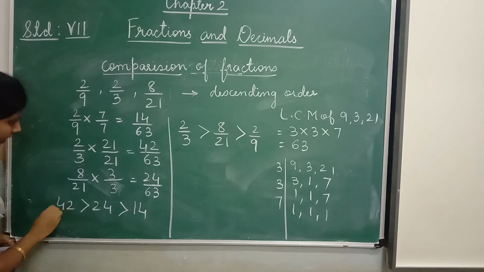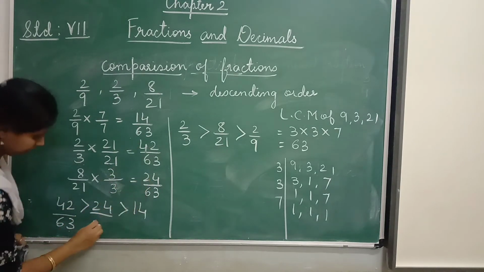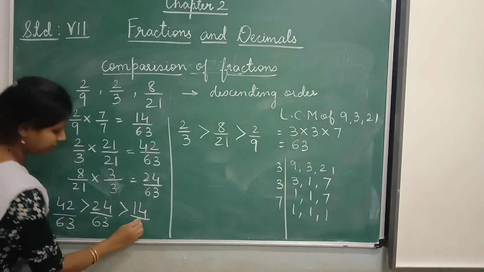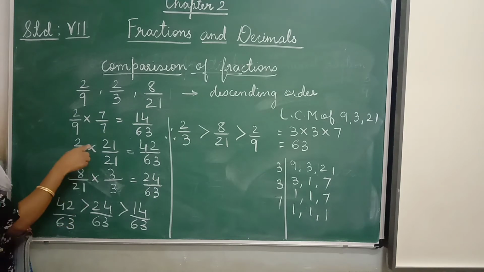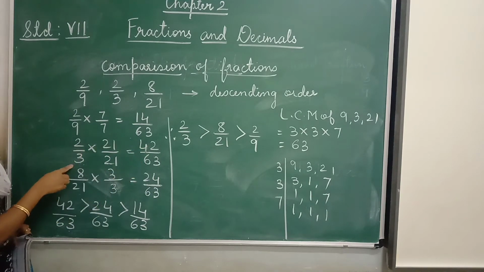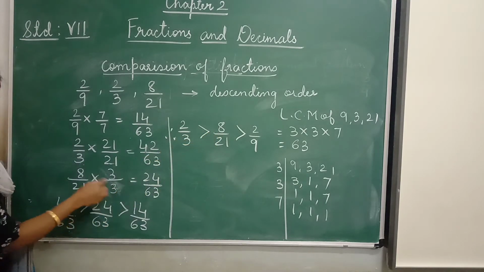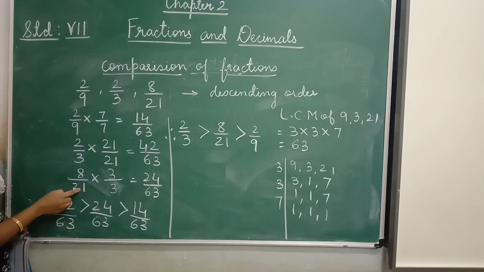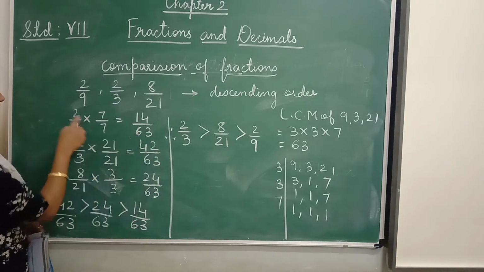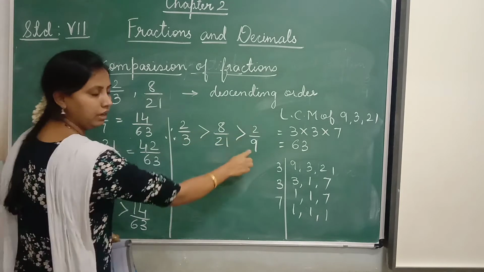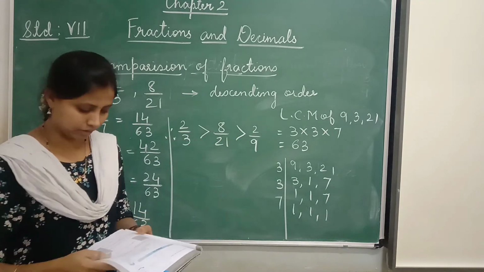Here also you can write 42 by 63 is greater than 24 by 63 is greater than 14 by 63. Therefore 42 by 63 is represented by the fraction 2 by 3. So write 2 by 3 greater than 8 by 21, that is, 24 by 63 represents 8 by 21. The next one, 14 by 63 represents 2 by 9. So write 2 by 9. This is the way you write in ascending order or descending order.